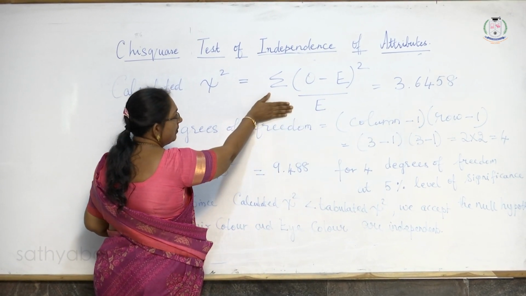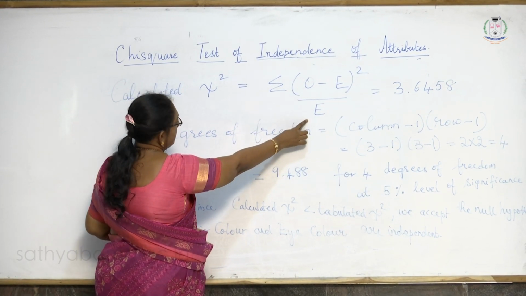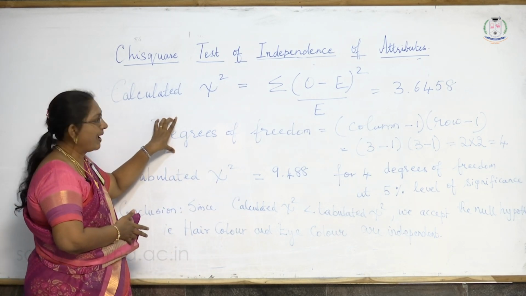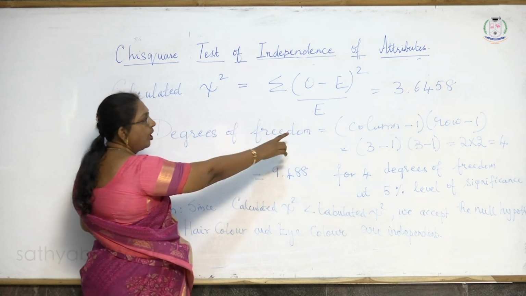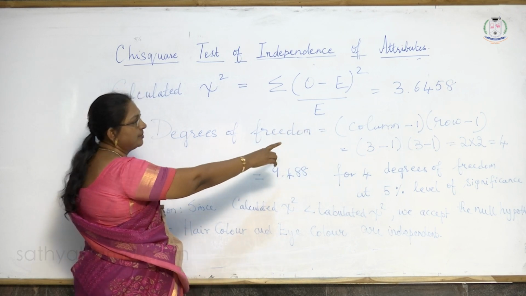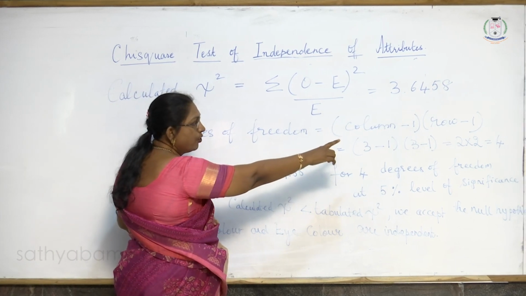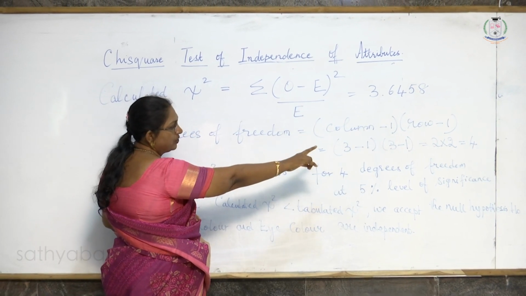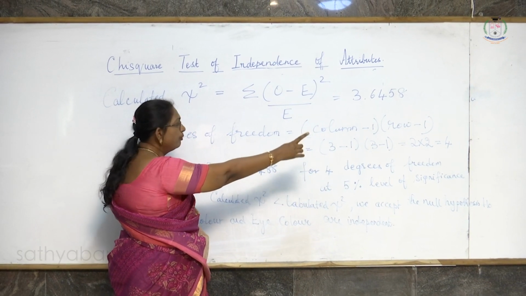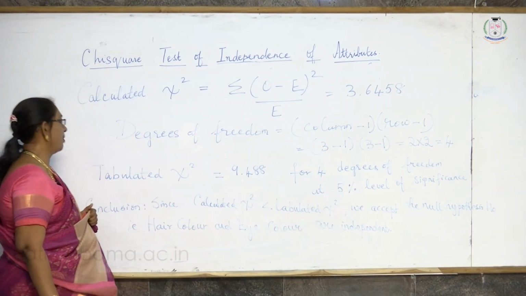Now the calculated value, as we saw from the table, was 3.6458, given by this formula, which is summation (O minus E) the whole square by E. Now the degrees of freedom for this test of independence of attributes is given by (column minus 1) into (row minus 1). So the number of columns is 3, so 3 minus 1, into the number of rows, which are 3, so 3 minus 1. So (3 minus 1) into (3 minus 1) is 2 into 2, which is equal to 4. So the degrees of freedom is 4 for this particular problem.